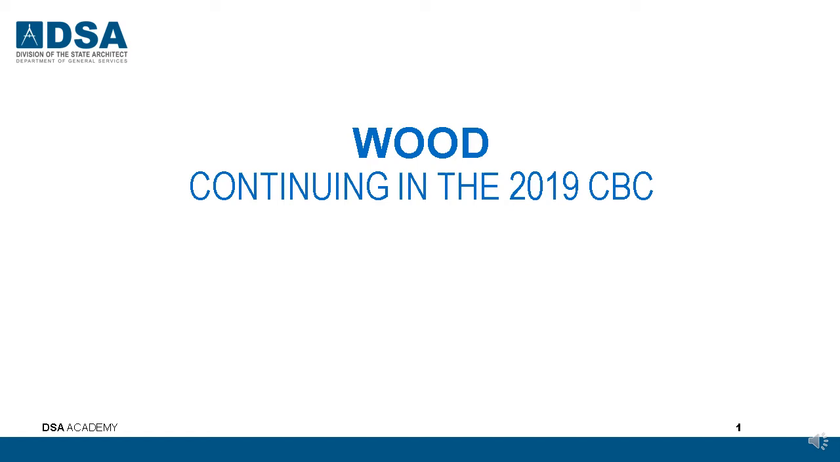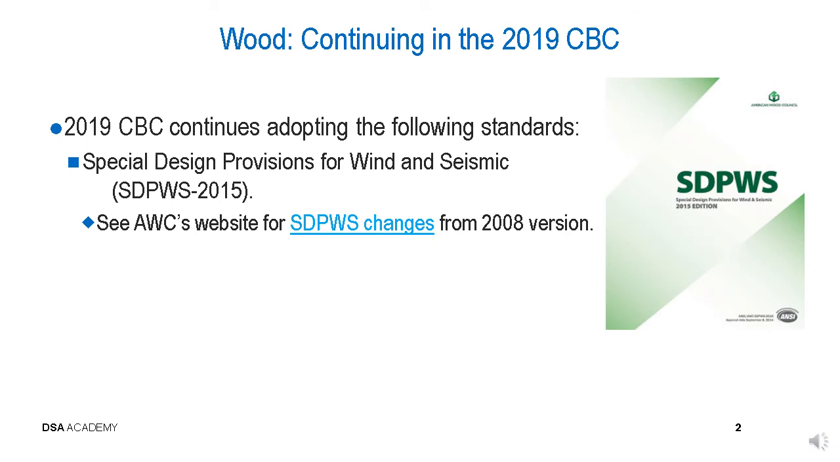The next topic is continuing requirements. Moving on to the next topic, are items that are in the 2016 CBC that are continuing into the 2019 CBC. The special design provisions for wind and seismic document is the 2015 version, and that continues. That's the document that has all the shear wall and diaphragm requirements in the code.